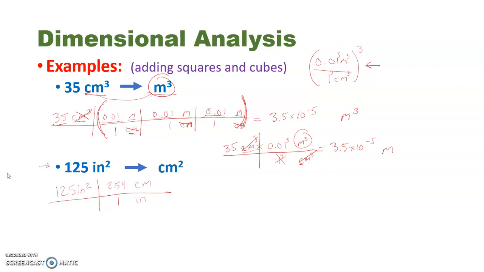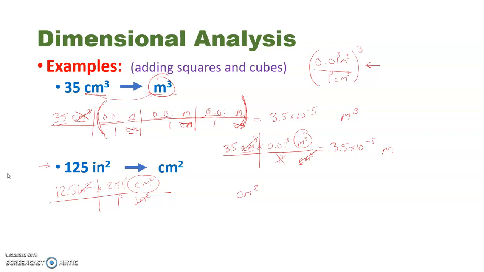Now I'm going to do it the quick way. Because this is squared, this also has to be squared. But if I square anything in this step, the entire step has to be squared as well. You can't just square one thing and call it good. So now my inches squared cancels. I'm left with centimeters squared, cm squared. So you take 125 times 2.54 squared.